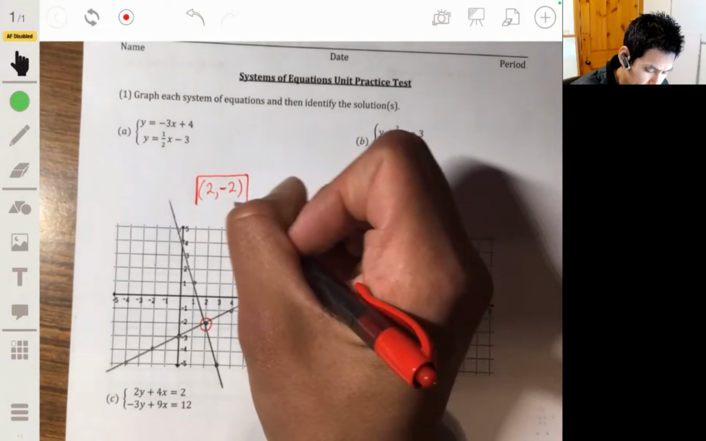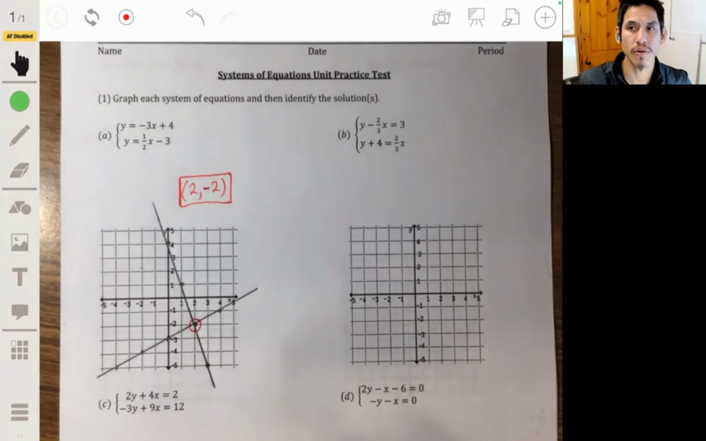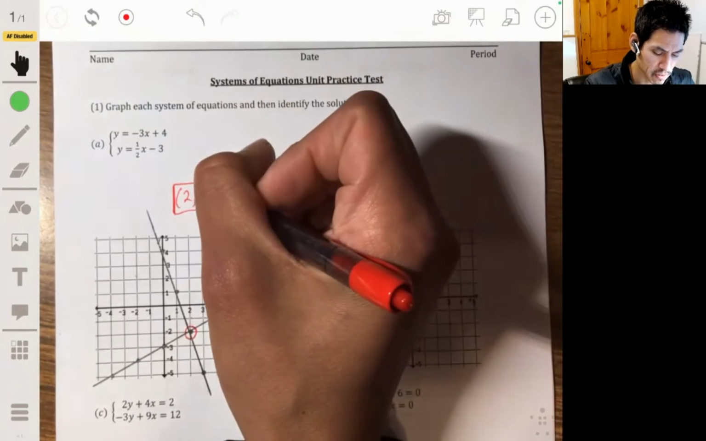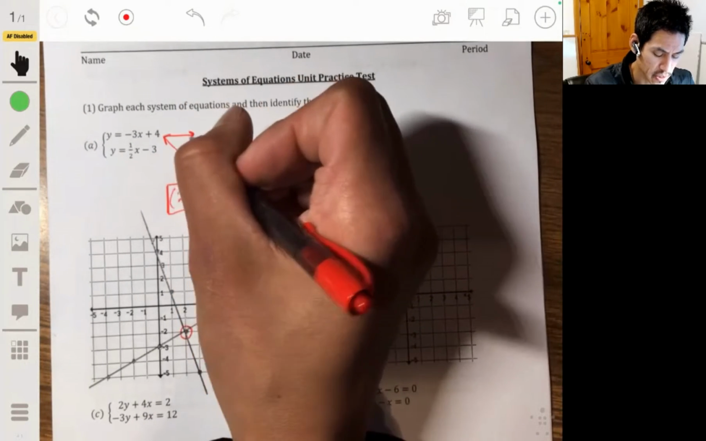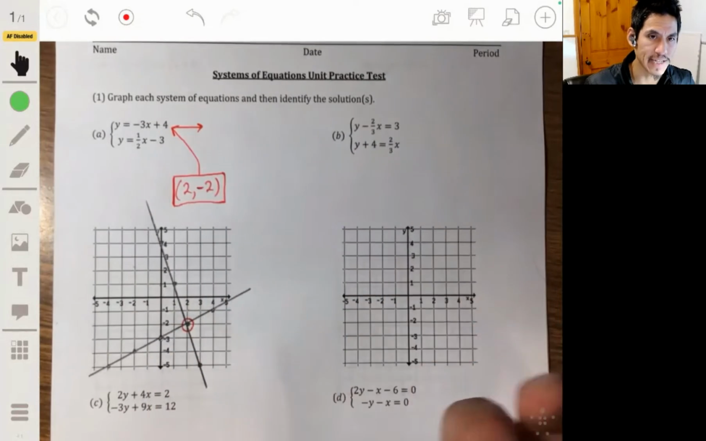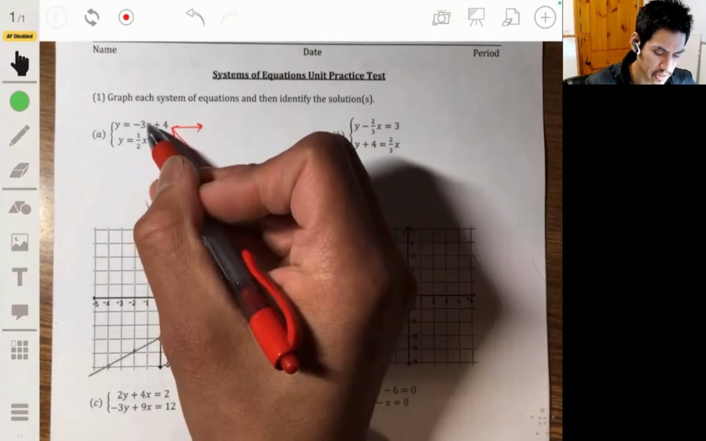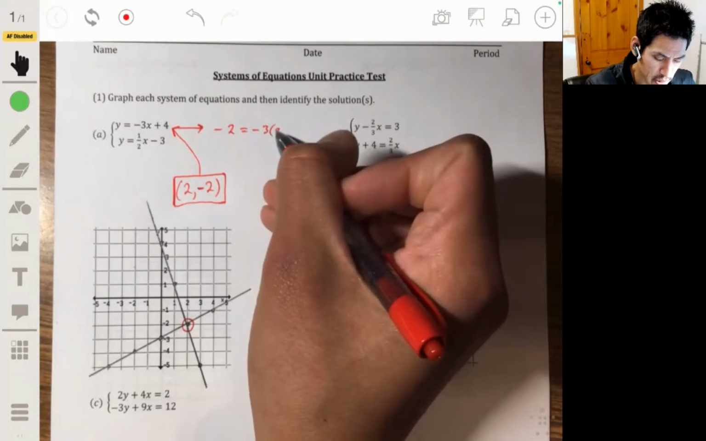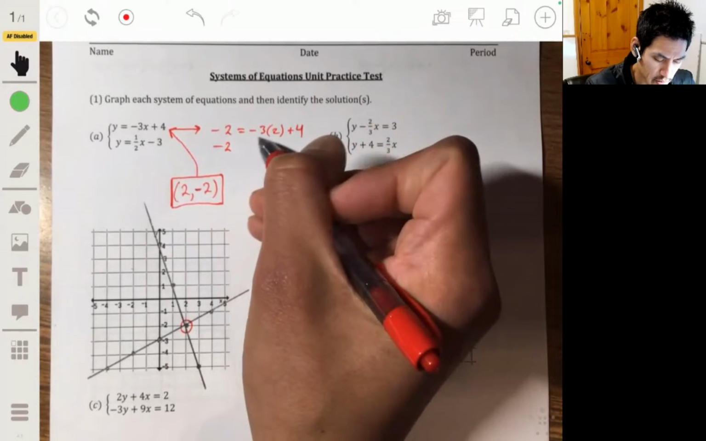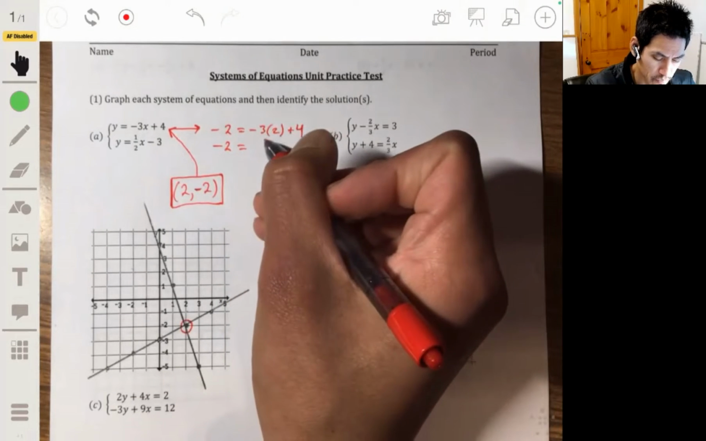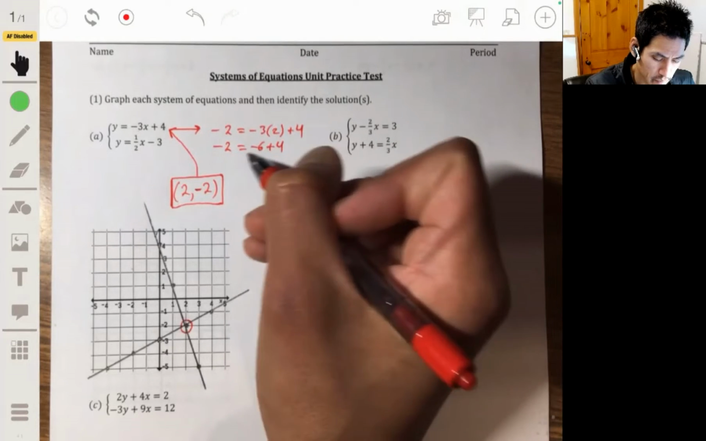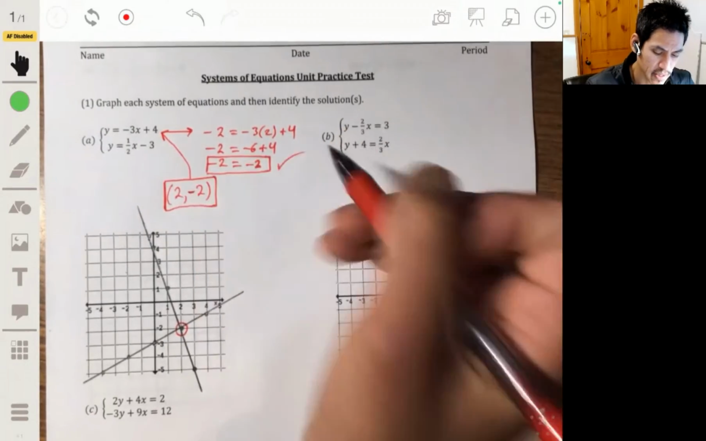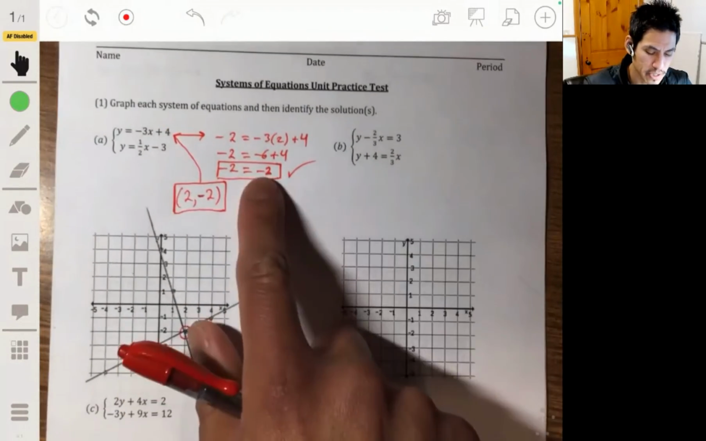Now your solution is an x and y value where if you plug these values into each equation, they would work. I'm just going to go through this first one just to make sure you guys really understand this. So if I want to go through this problem thoroughly to make sure I did the problem correctly, I would plug in 2 for x and negative 2 for y. So I would get negative 2 equals negative 3 times 2 plus 4. Negative 2 is negative 6 plus 4. And yeah, see, for the first one, we got the true equation.